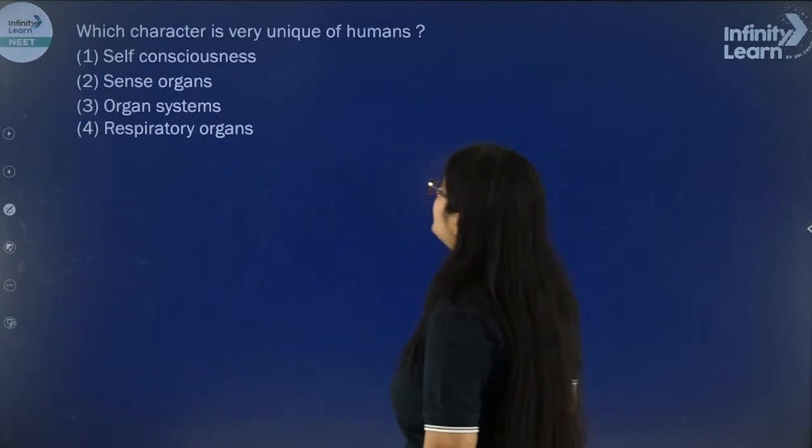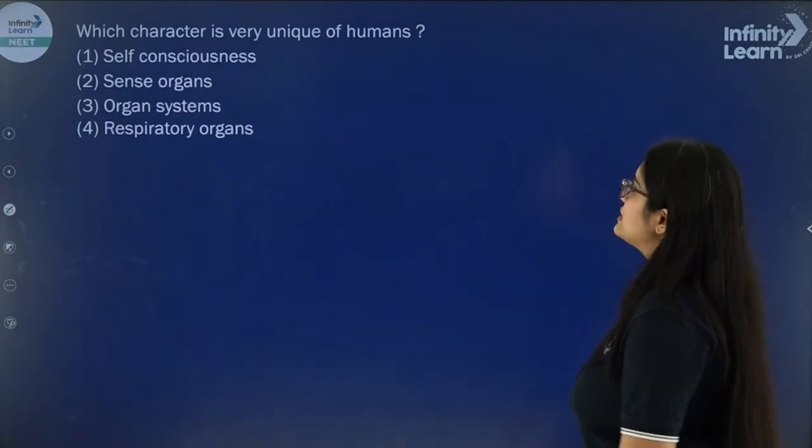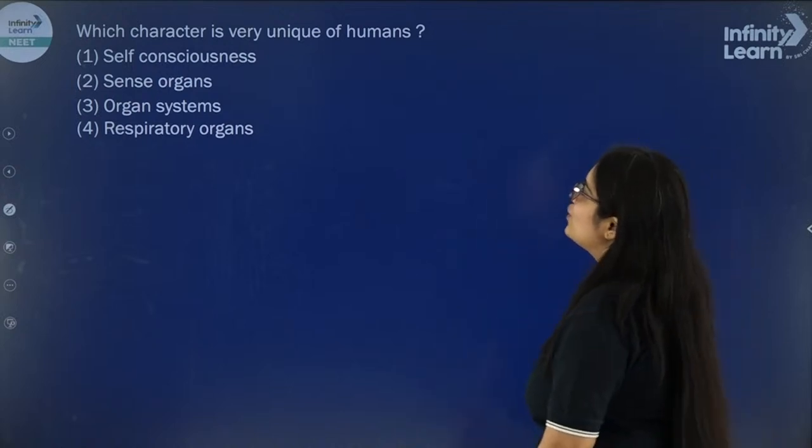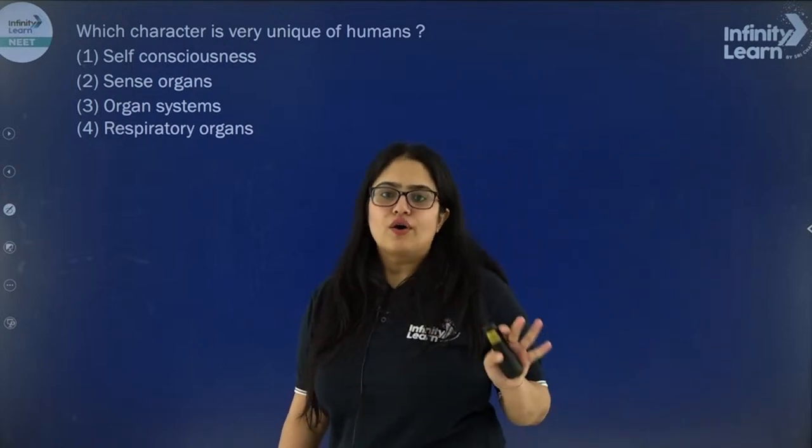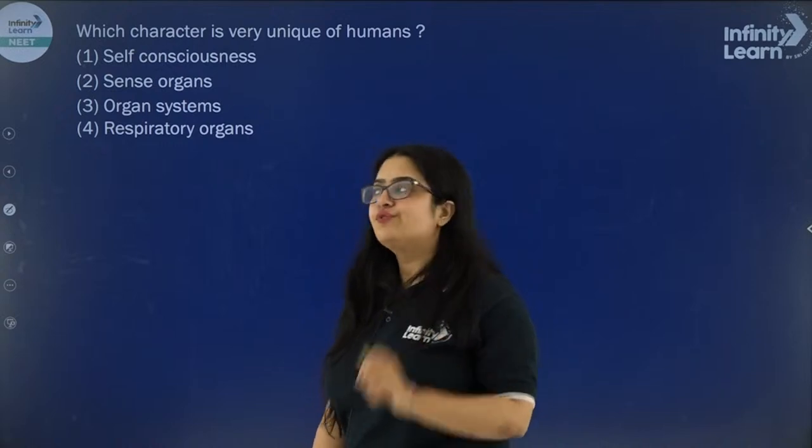Rest all will require. Which character is unique for human? Self-consciousness is unique for human. Consciousness is found in all living organisms, but self-consciousness is unique to humans.